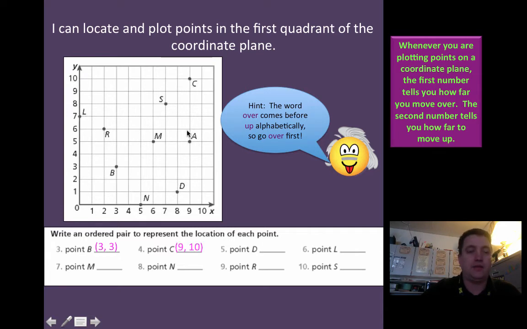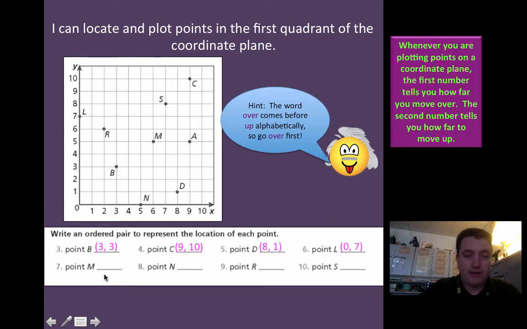So 9, 10 would be my ordered pair for point C. For point D, I've got it here, so I'm going to come over to point 8 and go up 1. So 8, 1 is my ordered pair there. And for point L, I don't have to go over at all. I just have to go, so that's going to be 0. That's that origin point. I'm going to go over 0 and I'm going to go up 7.